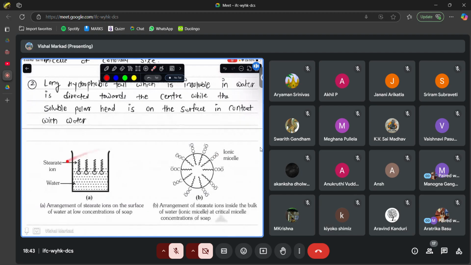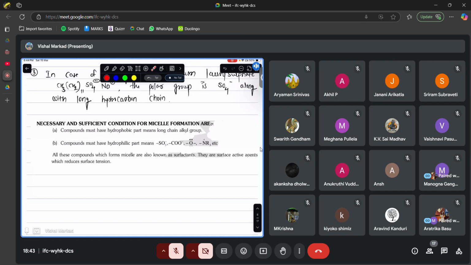And then this diagram, like this. Can you write down this thing? This is for 4 marks. Okay. And the condition is the same.